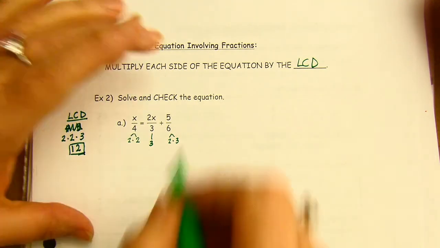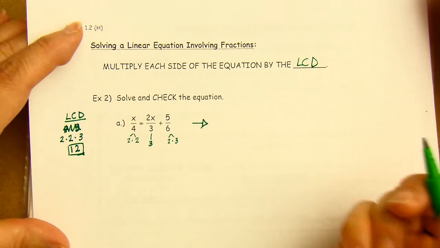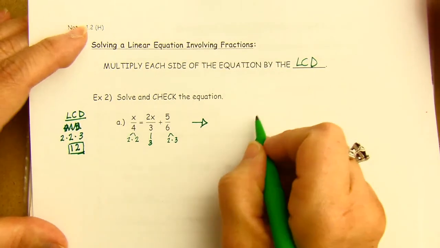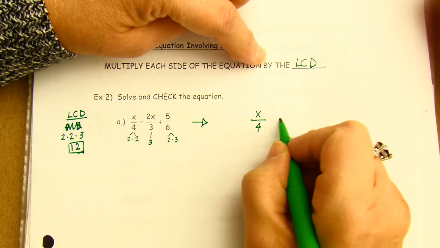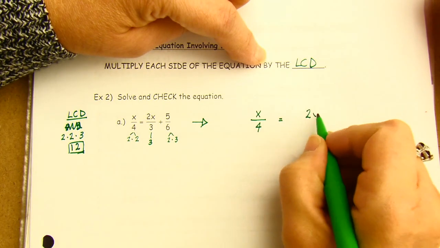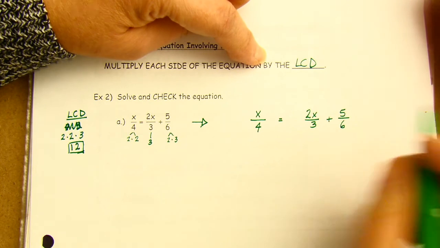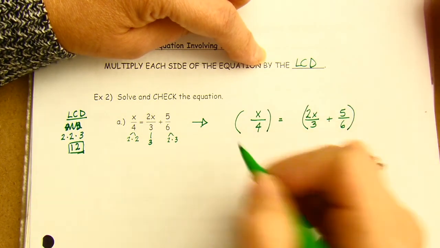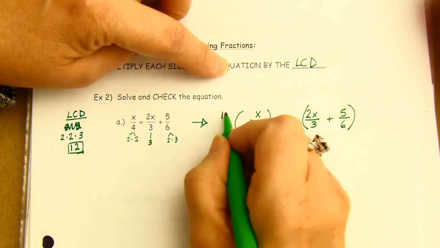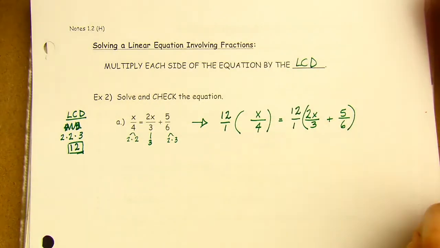Okay, so I'm going to arrow over here to the right for my workspace. I'm going to copy the original problem down. X over 4 equals 2x divided by 3 plus 5 over 6. And I have to multiply each side of the equation by the LCD, and the LCD is 12, or 12 over 1. You could write it as 12 over 1 so that you see fractions across the whole way.